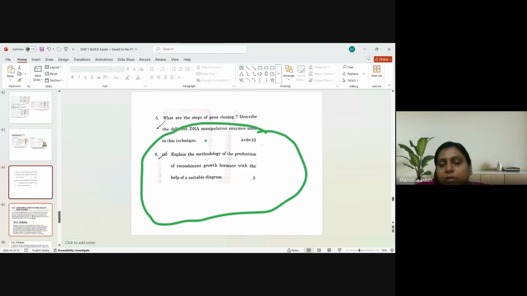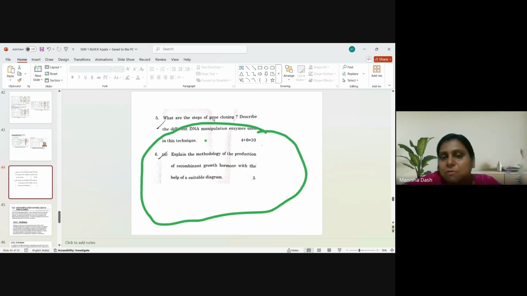These are some of the questions from last year. What are the steps of gene cloning? When you are answering the question, just look at the fractions. When the marks are awarded in fractions, you must take care to answer the questions in fractions also. If you elaborate one fraction and skip the other, you lose that part of the marks. So first you answer what gene cloning is, 2 to 3 lines on what is meant by gene cloning. Then you write the steps.